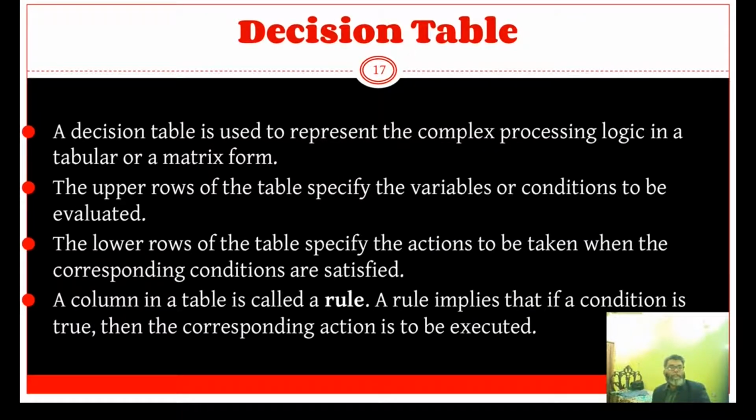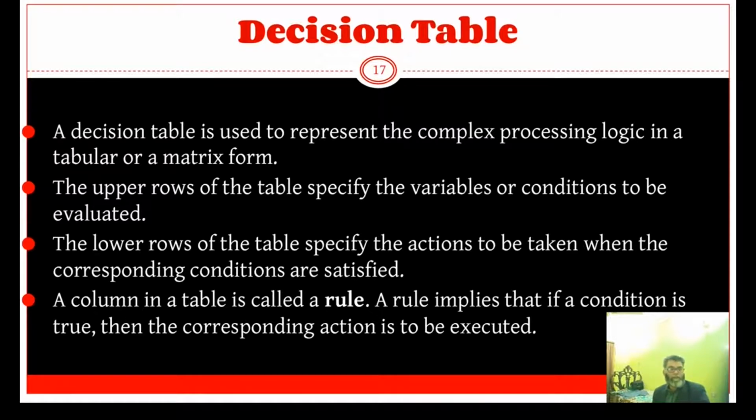Then comes decision table. A decision table is used to represent the complex processing logic in a tabular or a matrix form. The upper rows of the table specify the variables or conditions to be evaluated. The lower rows of the table specify the actions to be taken when the corresponding conditions are satisfied. A column in the table is called a rule, and a rule implies that if a condition is true, then the corresponding action is to be executed.